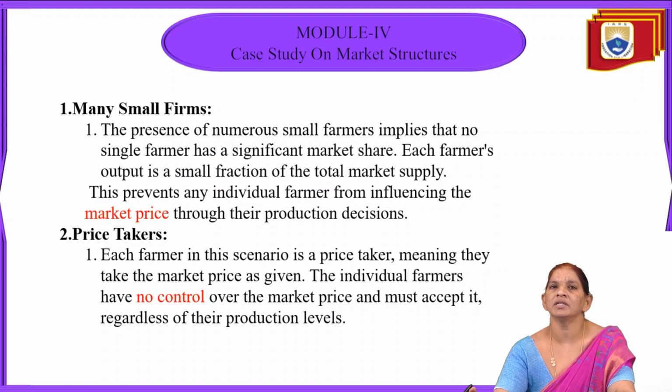So in this scenario, when we consider that many small farmers produce the product and send it to the market, each farmer is a price taker because no one will determine the market product and market supply. In this way, all the farmers will get the price based upon the demand and supply interaction in the market. So each farmer is only a price taker, meaning that they take the price which is given by the market. The individual farmer has no control over the market price and must accept it regardless of its production levels. Why?